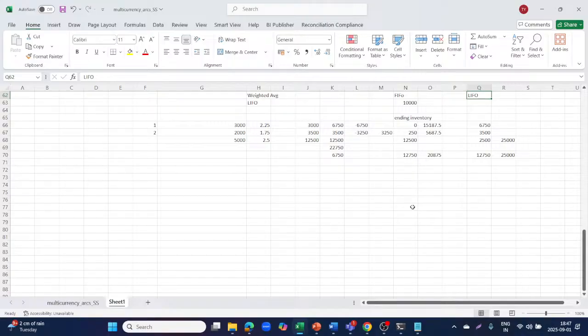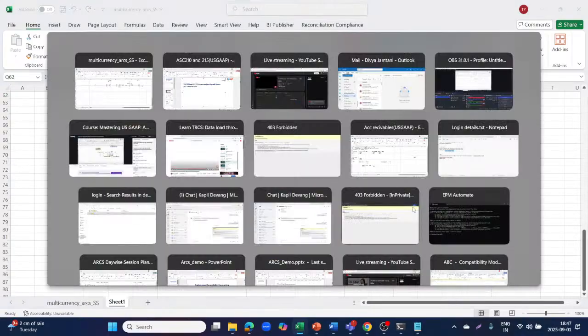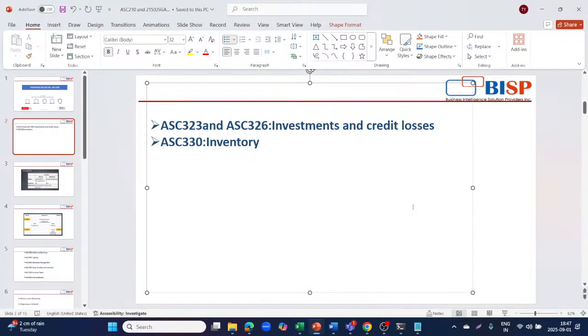Okay, so that's all for today. This was accounting standard 330, that is inventory, and we have also discussed 323 and 326, that is investment and credit losses. So that's all for today.